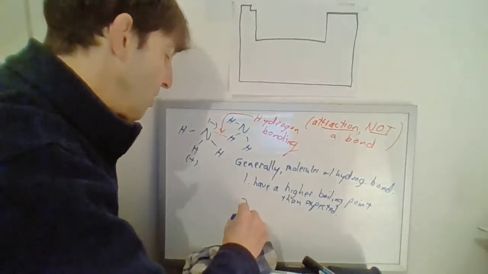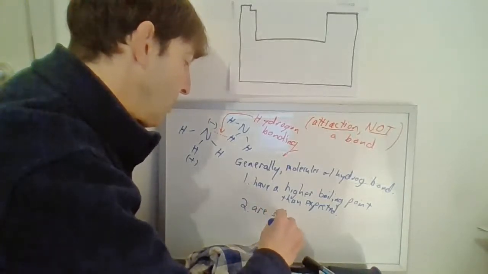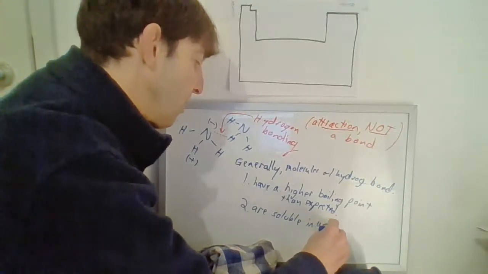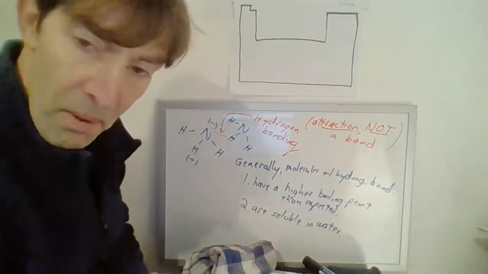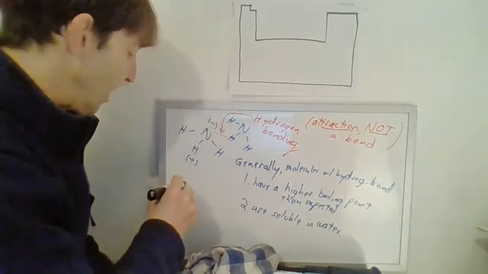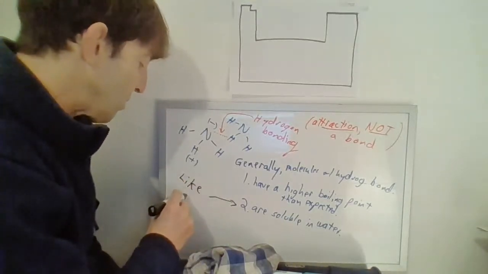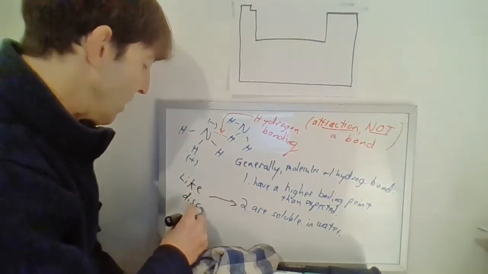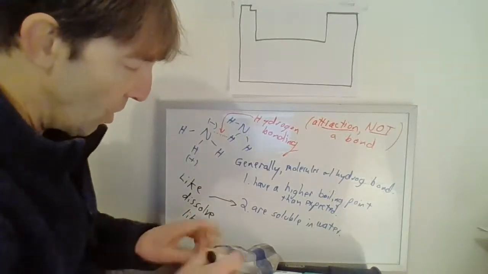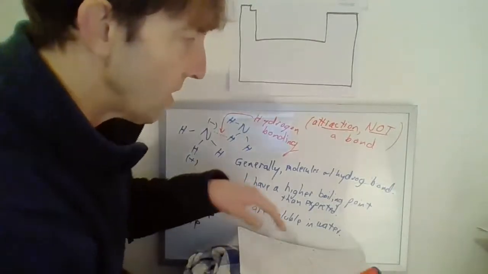And two, are soluble in water. Remember this from last time, folks that were there? It's like dissolves like. So if things have similar attractions, they dissolve in each other. And we're going to draw that right now in just a moment. Let me check a couple more people in. Isaiah and Michael are here.